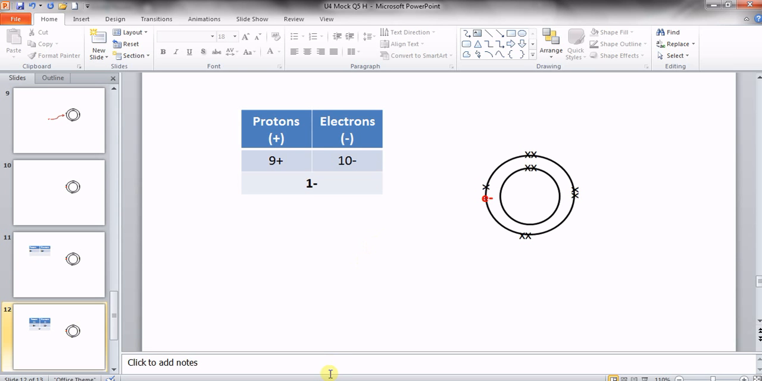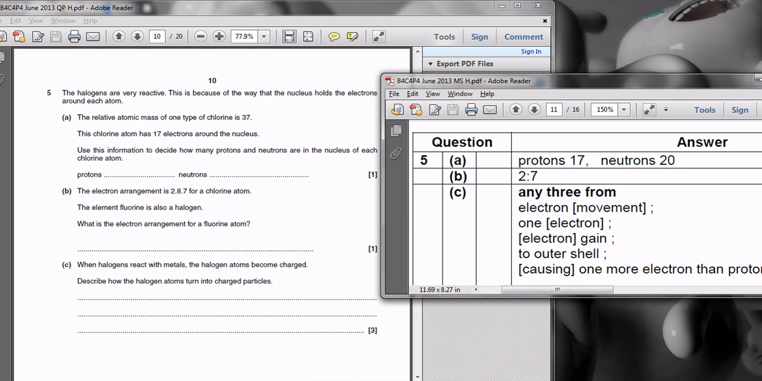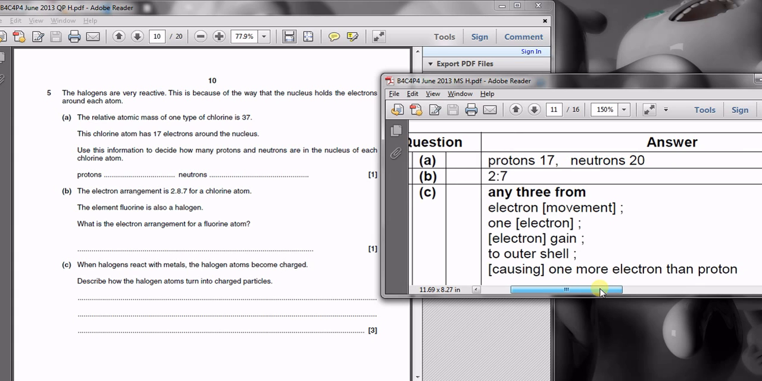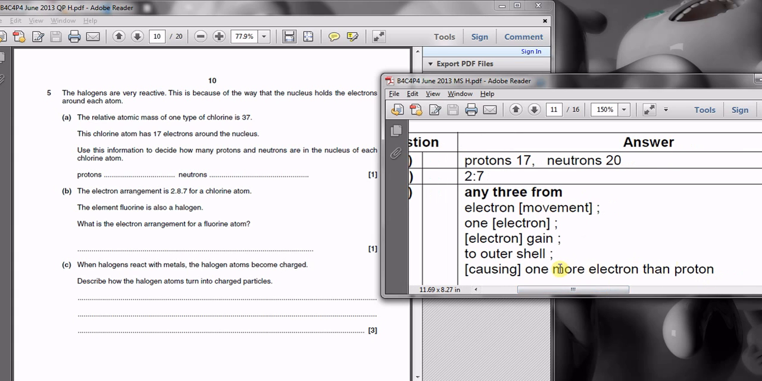So let's look back at the mark scheme. The mark scheme says as long as we're talking about the movement of an electron, and that we're talking about just one electron being moved, and it is the halogen that gains the electron, and that goes in the outer shell, and that means that we have one more electron than proton, then we've got our full marks. You only needed to get 3 of those points to be able to get the marks. So you've got 3 out of a potential of 5 marks there.